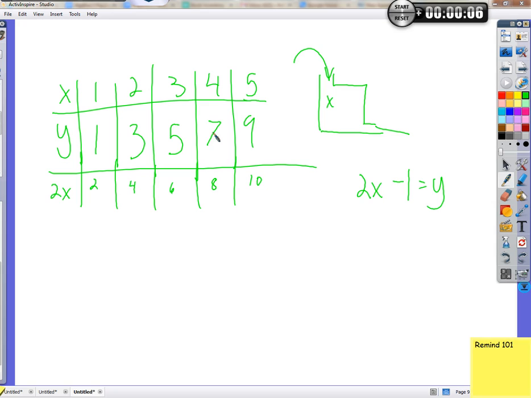Yes? I have an off-topic question. How did you get all the fonts different on all these papers? I just chose a font from my computer and then projected it up here. We just taped them up. Yeah. I have a question.